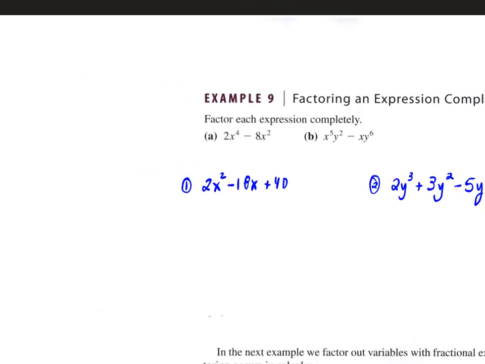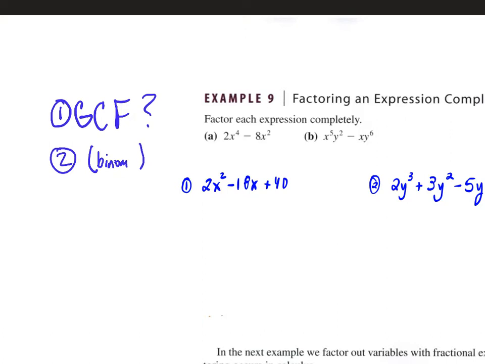So this is where we need to remember the first question you ask yourself every time: is there a GCF? Every single time. Then, if you have a binomial, so like x and a number, I'm just going to call it a binomial. If you have a binomial, you need to ask, is it the difference of perfect squares?